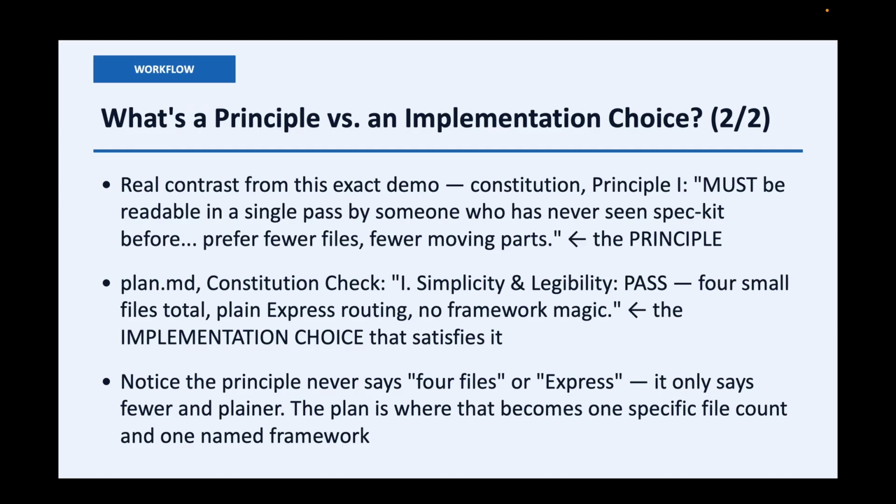The implementation choice here will satisfy the principle with a pass. Notice the principle never says explicitly we should use 4 files or use express. It only states fewer and plainer. The plan is where that one specific file count and the one named framework is decided on.